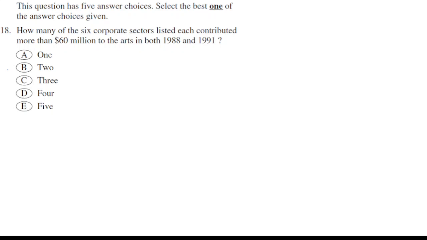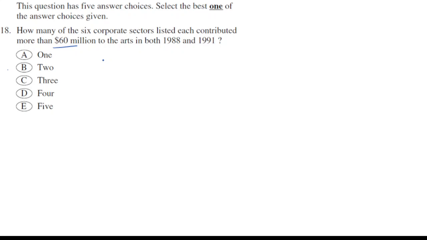In question 18, we have been asked to find the total number of sectors which have contributed more than $60 million in 1988 and 1991. Now, since we know that the contribution of each sector for both the years is given in percentage terms and not in absolute numbers, it would be better to convert this $60 million into a percentage for both the years so that we can directly compare the resultant percentage with the percentage contribution of each sector. Now let me show you what I mean by that.